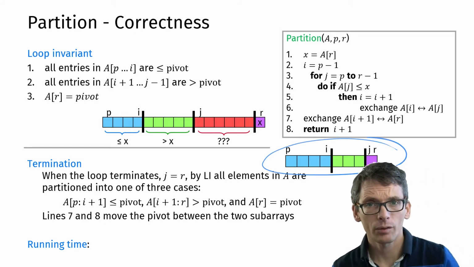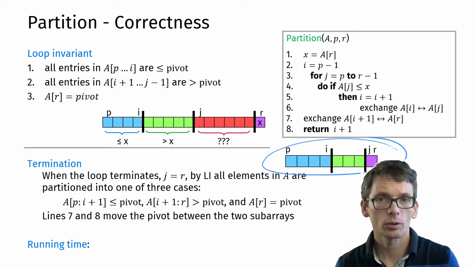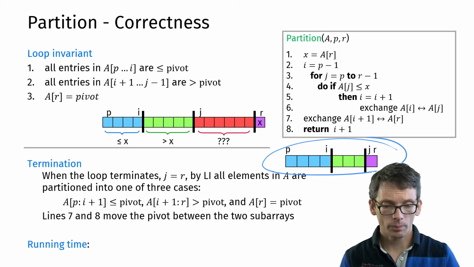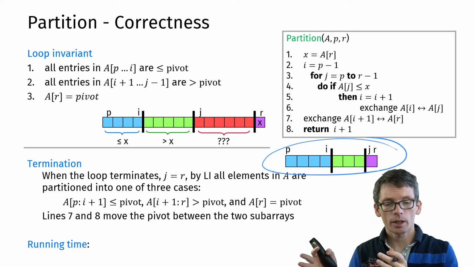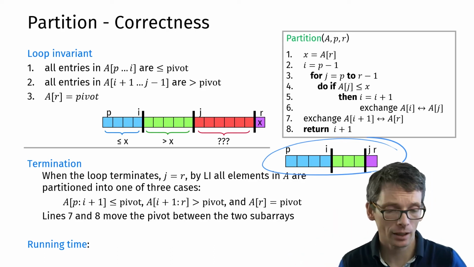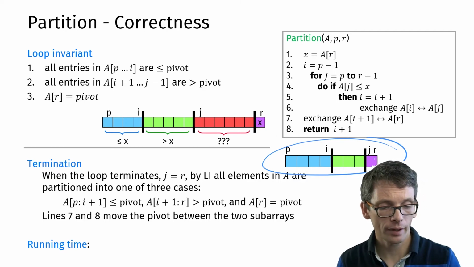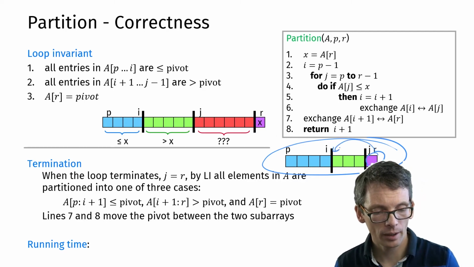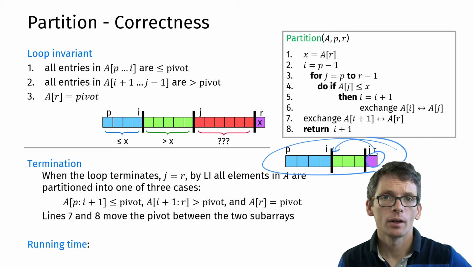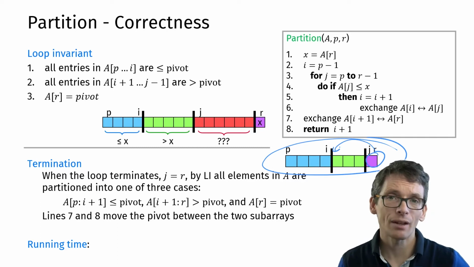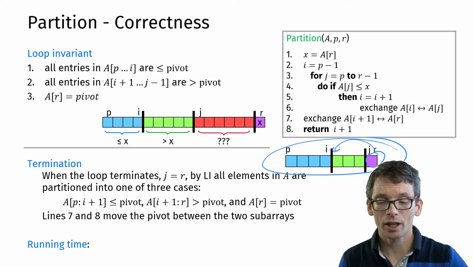Termination now just gives me, if I put all of this together, that at the end of the loop, I have this structure, and that means I have first the elements smaller or equal, then the elements larger, and that is exactly what I wanted to have. And then if I swap in this element here, then indeed I have the smaller or equal elements to the left and the larger elements to the right.